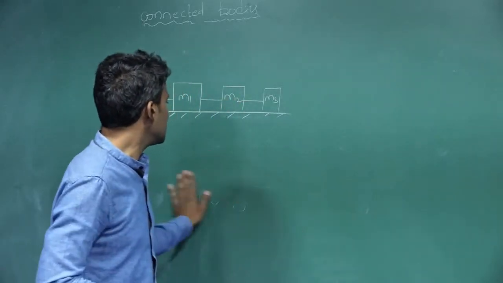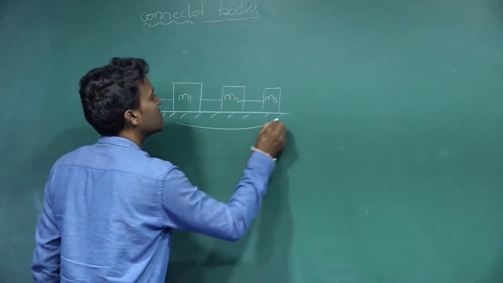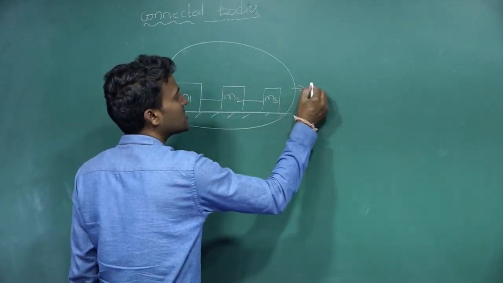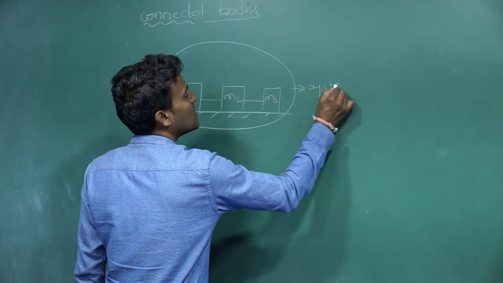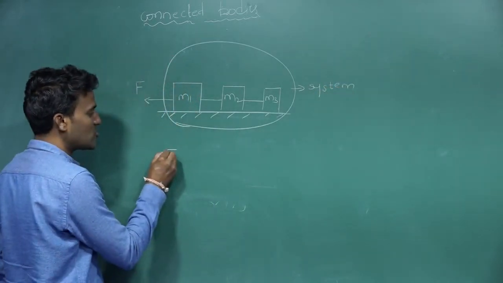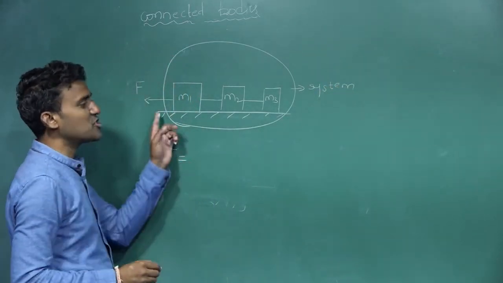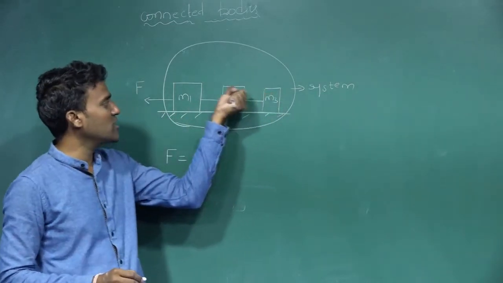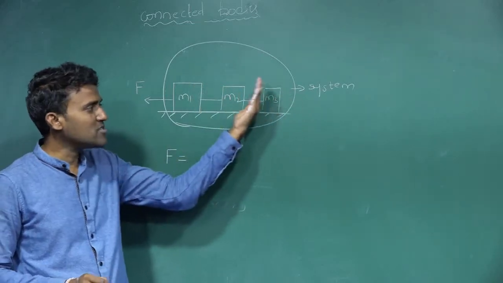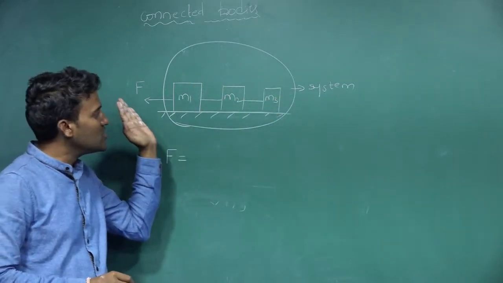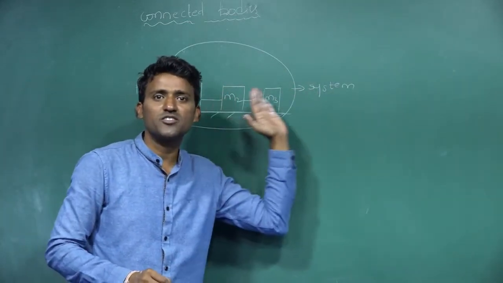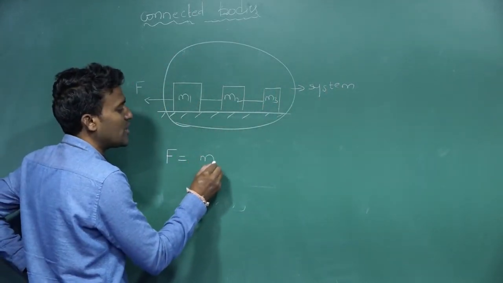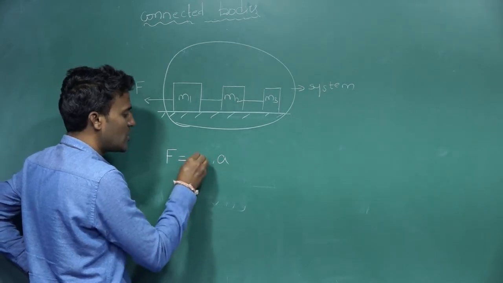Same here, I am considering all the blocks as one system. This total, case 1, is one system I am taking. When I take one system, according to Newton's law, it is a frictionless surface. We are applying the force along this direction. The blocks are going along this direction, but there is no opposing force. So at that moment you can write F is equal to MA.